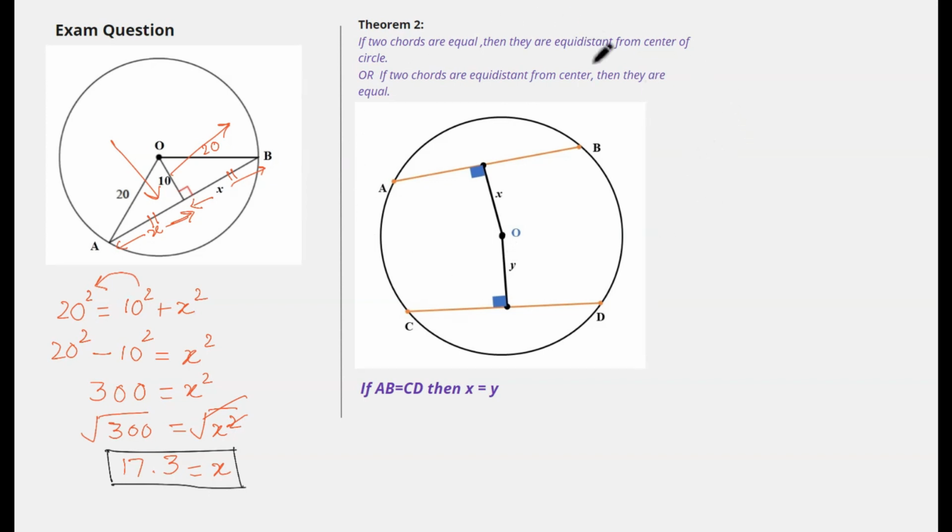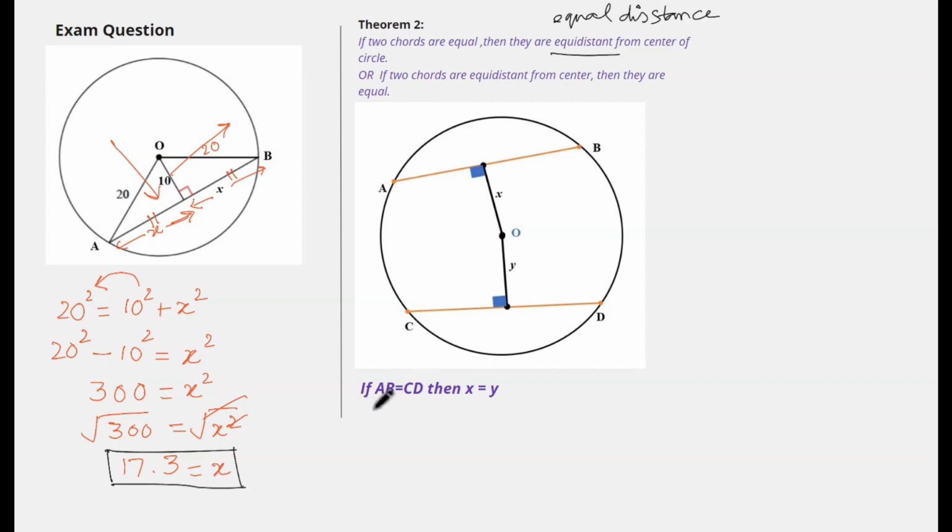Let us now proceed to theorem number 2. Theorem number 2 states that if two chords are equal, then they are equidistant. Equidistant means equal distance. So if in a circle two chords are equal, then they have the same distance from the center, so their perpendicular distance stays the same as given in the figure. Or if two chords are equidistant from the center, then they're equal. So they are opposite statements, or converses of each other. So statement number 2 is the converse of statement 1.